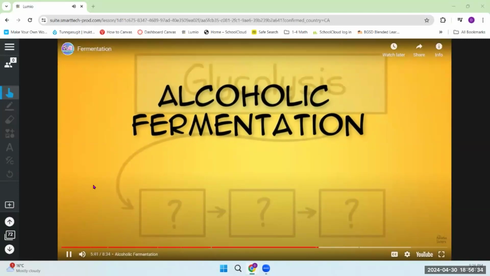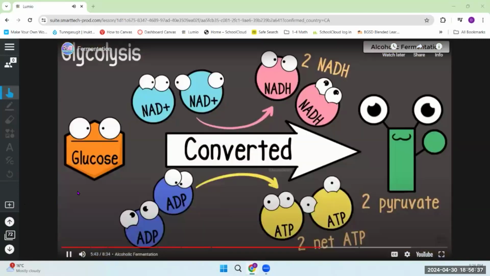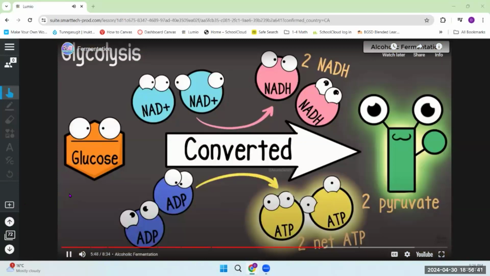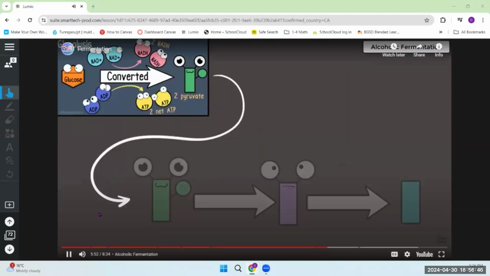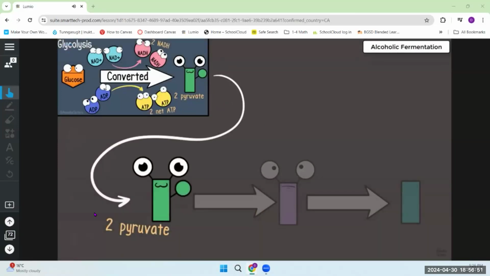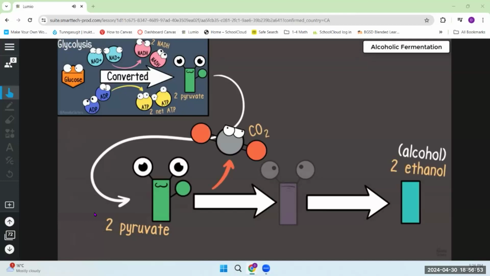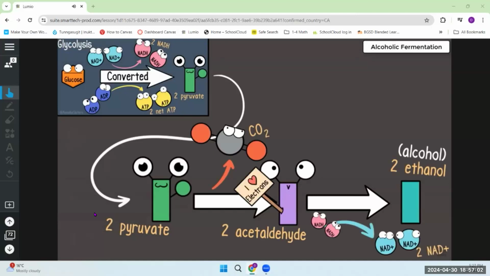Alcoholic fermentation is done by some types of yeast. So first glycolysis happens, which yields 2 net ATP, 2 pyruvate, and 2 NADH. Now, we need this step to regenerate the NAD+, so we can keep doing glycolysis. The 2 pyruvate is used, which will ultimately produce carbon dioxide and 2 ethanol, alcohol. But the derivative of pyruvate shown here, acetaldehyde, can act as an electron acceptor in this process, so the 2 NADH can be oxidized to 2 NAD+, so that glycolysis can start all over.